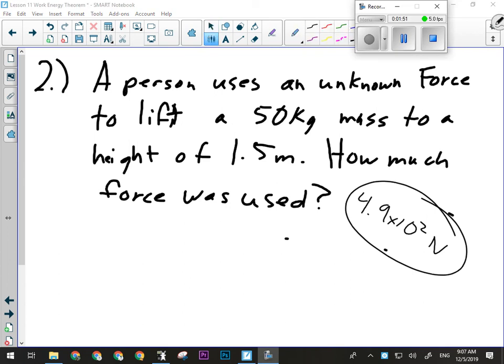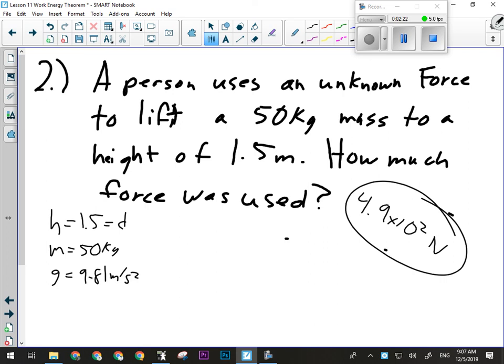Sorry, let's write down our givens first. We have a height of 1.5 meters. Now, it just so happens that if I'm lifting something, the height and the distance over which I'm exerting the force are the same number. So this number is actually going to be used twice, in two different places. The mass was 50 kilograms, and obviously g is 9.81. How do I know I need to use g here?